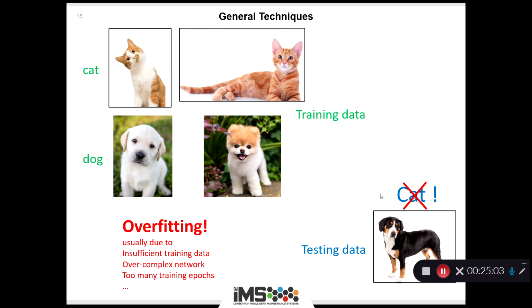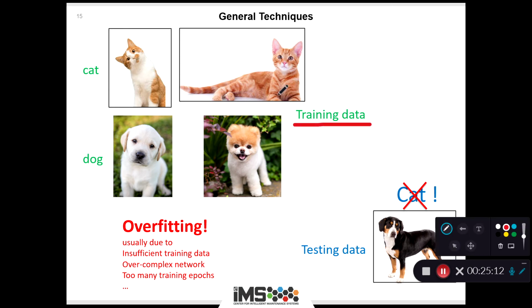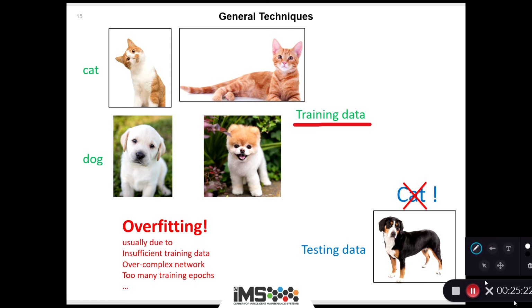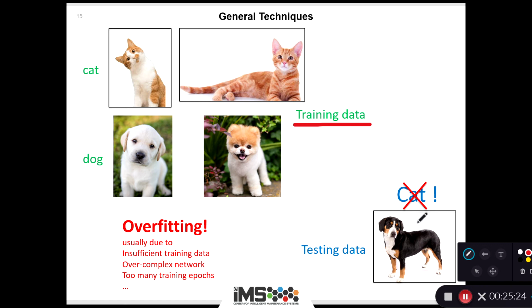And this is one example of overfitting. Suppose our training data is two cat images and two dog images. If our model actually overfits the training data, then in the testing phase we are given an image like this, and the model will tell us it is a cat. But of course, it is not good. You can have a guess why this is the case.